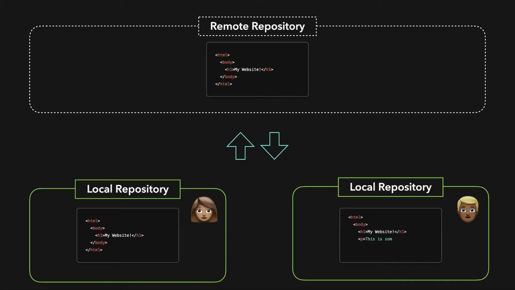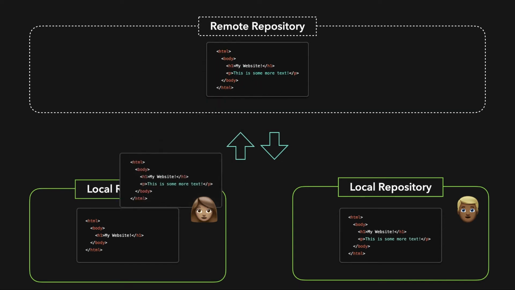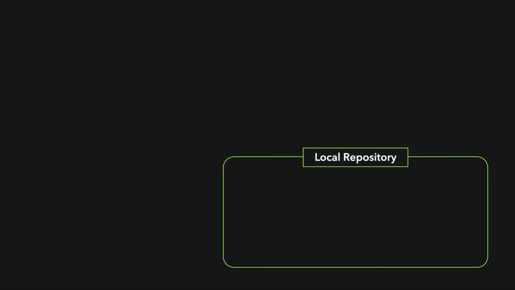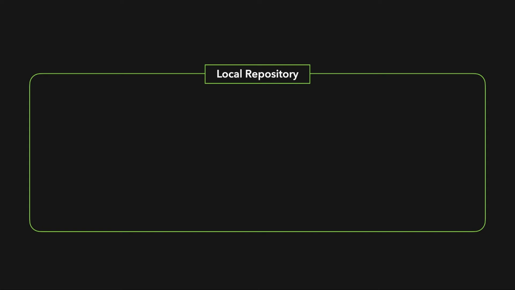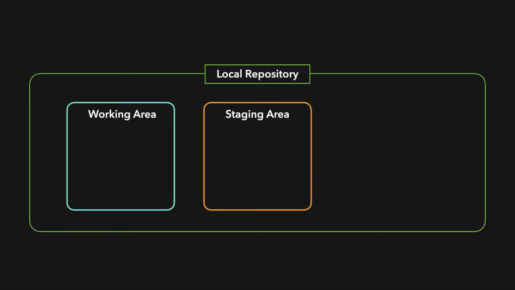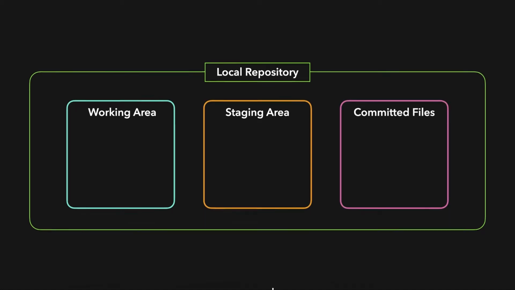When one of the team members has made some changes, they can push these changes to the remote repository. In order to keep your local and remote repository in sync, you can then pull these changes from the remote repository into your local repository. The local repository actually consists of 3 stages. The working area are all your active changes. Git doesn't know what to do with them yet, it just knows that these files contain some updates. The staging area contains new changes that will soon be committed, and then there are the committed files.